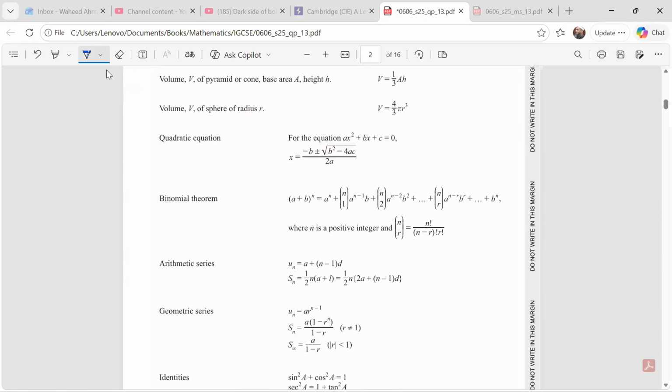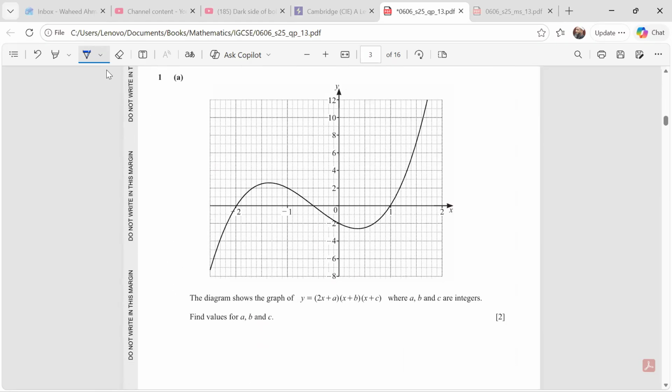So this is the first question here. We are given a graph of a function y equals f(x). This diagram shows the graph of this equation, where a, b, c are integers. Find the values of a, b, and c. You see this function, the value of y becomes 0 at these 3 points. So this one is an integer, this one is also an integer, but this one is negative half.